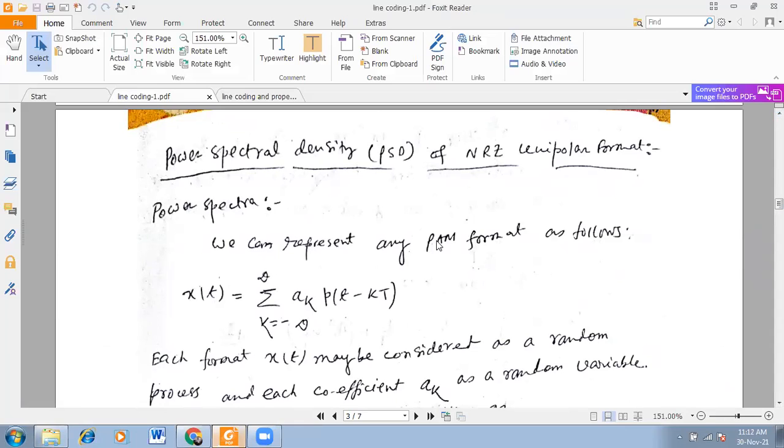Now the power spectral density of non-return to 0 unipolar format. So we are going to find out power spectral density for which line coding? Unipolar non-return to 0. So how are we representing unipolar? Unipolar, the logic 1 is represented with positive voltage and logic 0 with 0 voltage.